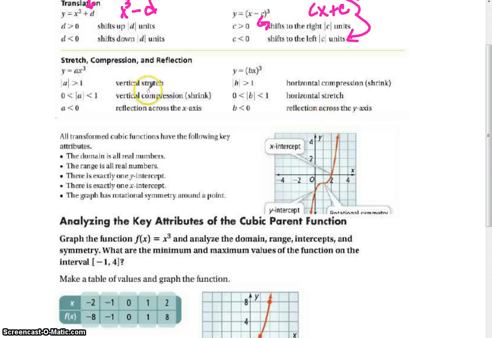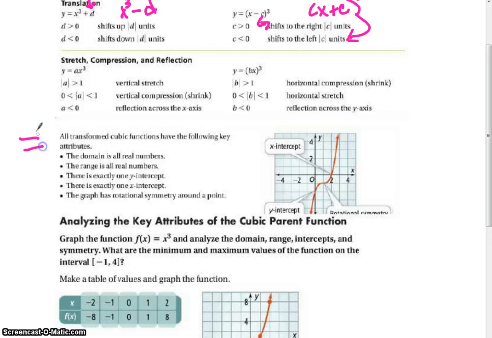So basically, it's hard to tell just looking at the graph because a vertical stretch and a horizontal compression look the same. A vertical compression and a horizontal stretch look the same. But if you're looking at the actual equation or function, you can tell based on where the number is.